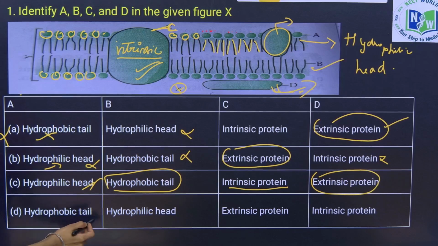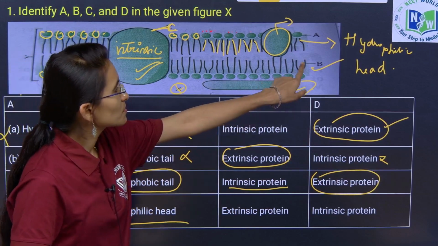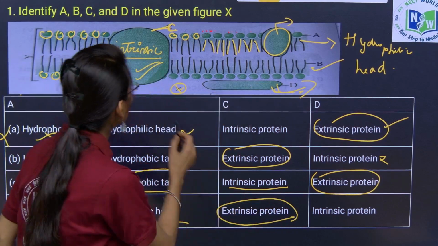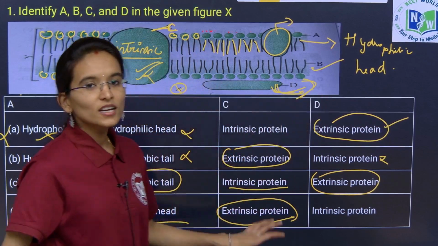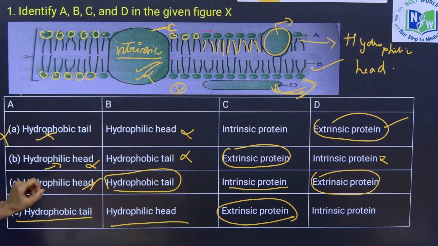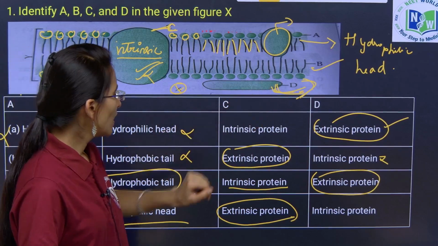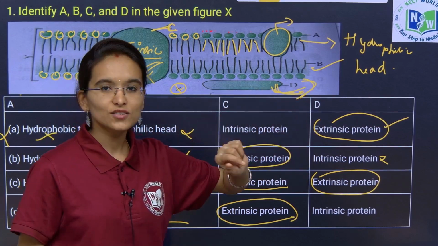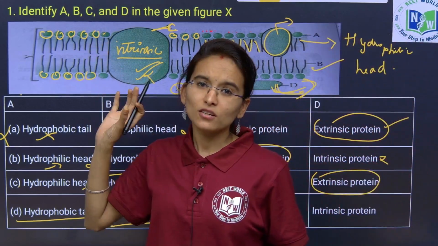And option D says A is hydrophobic tail. That is also wrong. Next, B is hydrophilic head. B is actually a hydrophobic tail, so this is also a wrong option. Next, C is extrinsic protein. This is wrong. And D is intrinsic protein. This is also wrong. Clear, children? So in these overall options, option C is right because A is hydrophilic head, B is hydrophobic tail, C is intrinsic protein and D is extrinsic protein. Clear with the first question? So keep all these plasma membrane concepts in your mind.